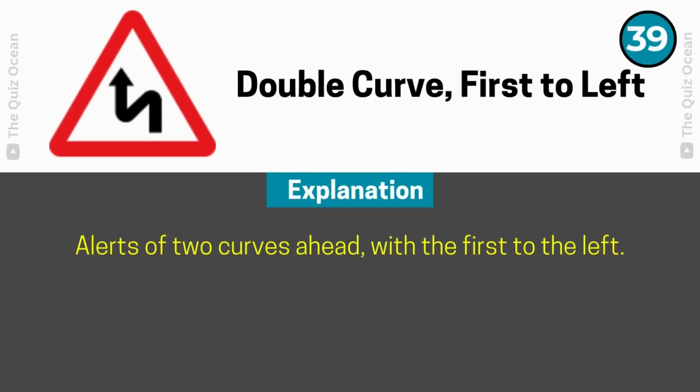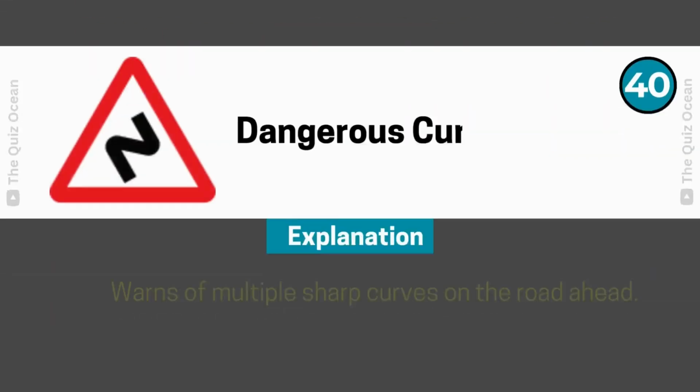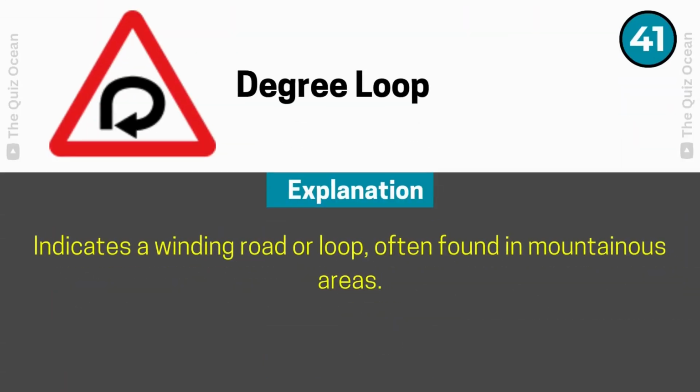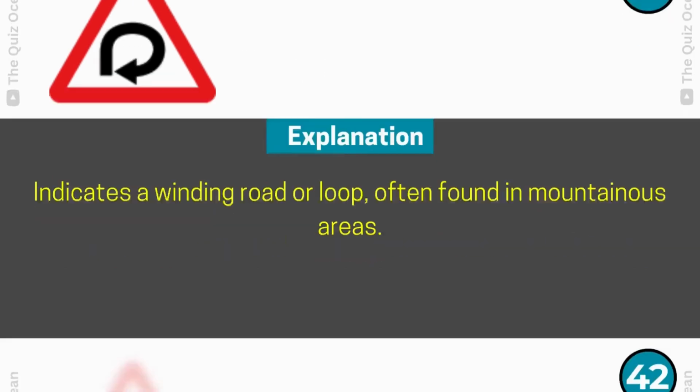Double curve, first to left sign. Alerts of two curves ahead, with the first to the left. Dangerous curves ahead sign. Warns of multiple sharp curves on the road ahead. Degree loop sign. Indicates a winding road or loop, often found in mountainous areas.